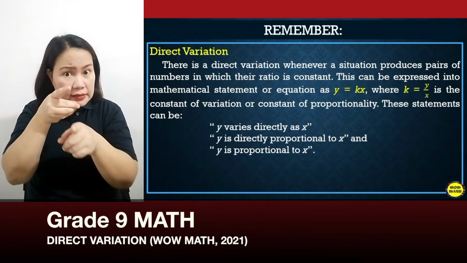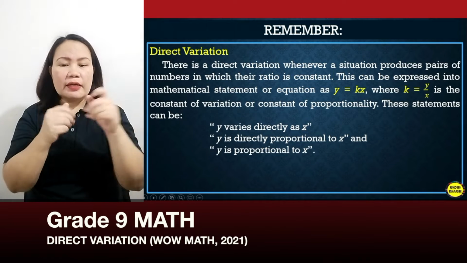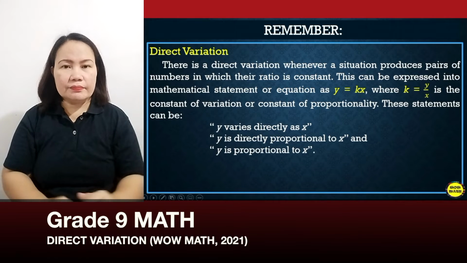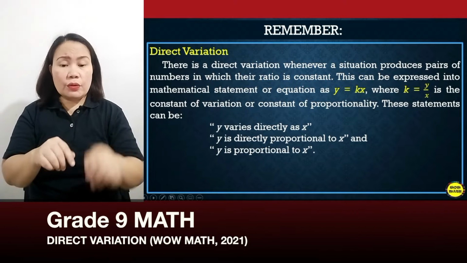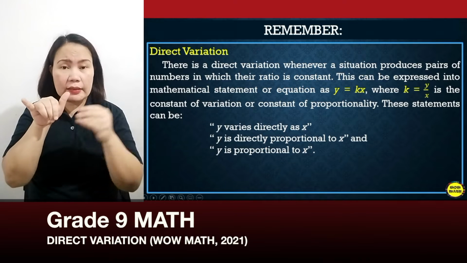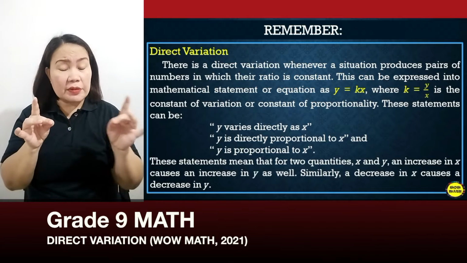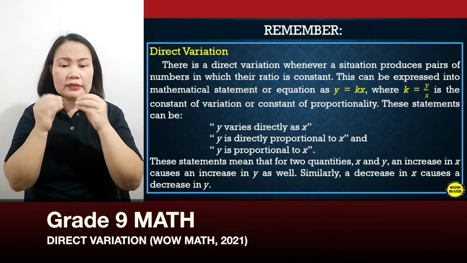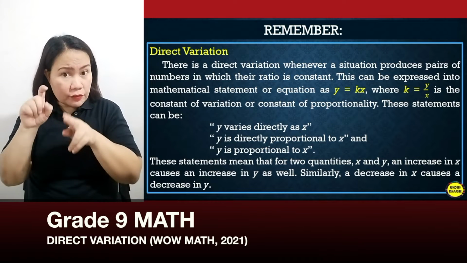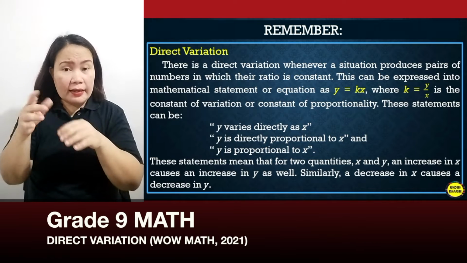So, ibig sabihin class, kapag nabasa natin itong mga statement na to, kapag translate natin into equation, ay ganito siya. Okay? Depende sa variable na gagamitin. So, dito y is equal to kx. So, ganito dapat siya natin translate. And also, this statement means that for two quantities, x and y, an increase in x causes an increase in y as well. Similarly, a decrease in x causes a decrease in y.